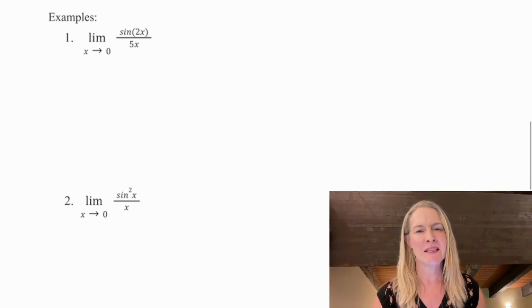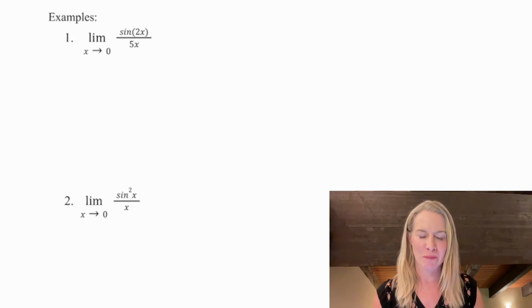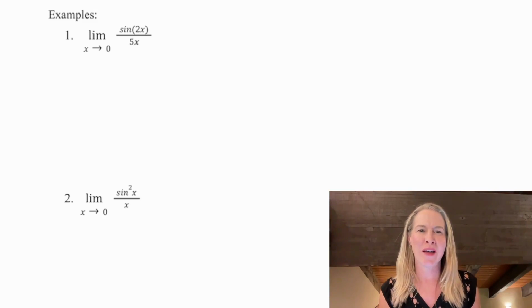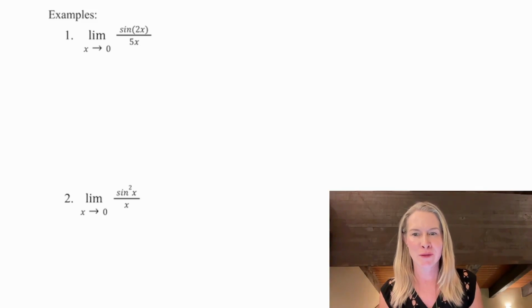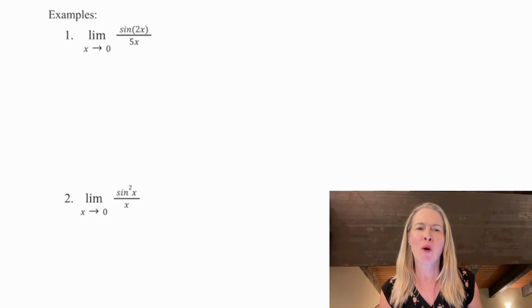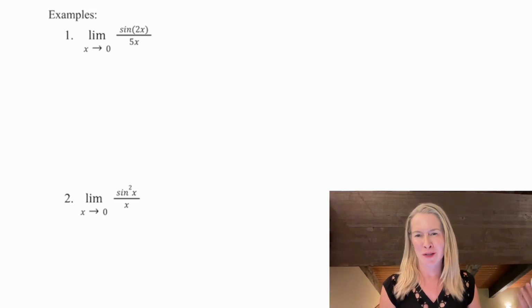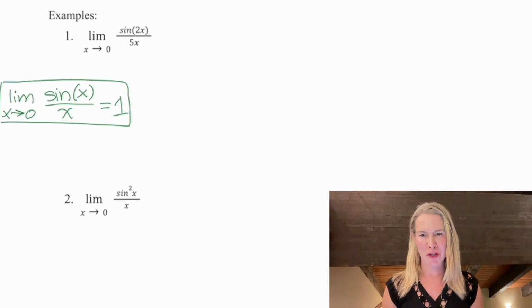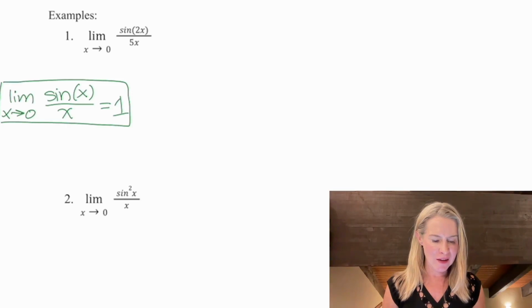The first one says the limit as x goes to 0 of sine of 2x over 5x. First thing you always want to try is direct substitution, and of course plugging in a 0 here, we get sine of 0, which is 0, over 5 times 0, which is 0. 0 over 0 tells us nothing, so we need to try something else. Here's the limit we just learned about. Remember, x is going to 0, and the angle of the sine, x, matches exactly the denominator.